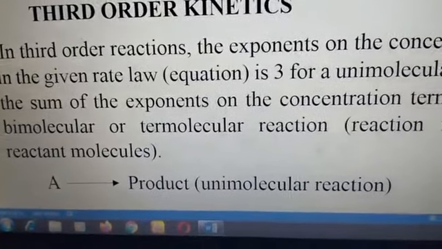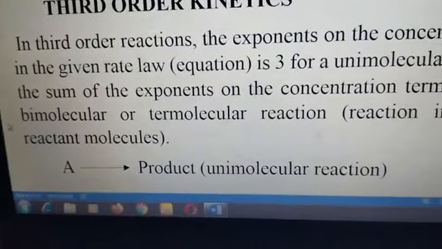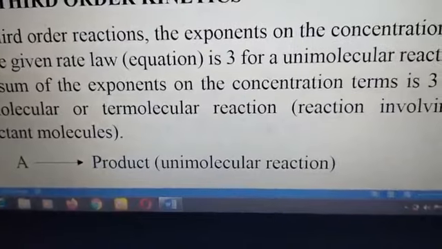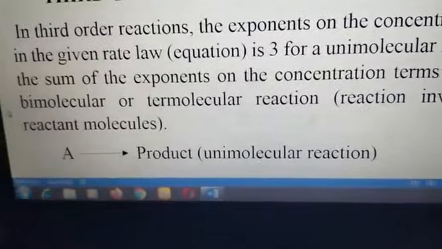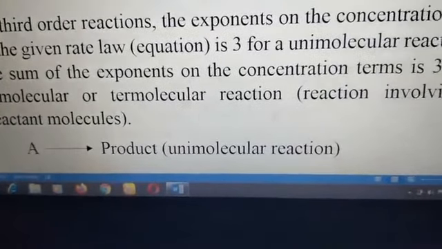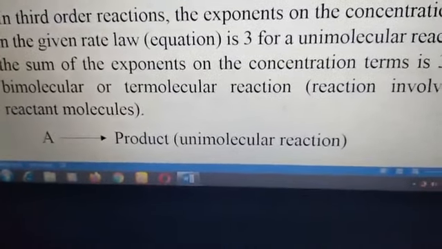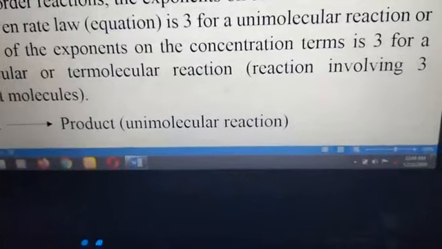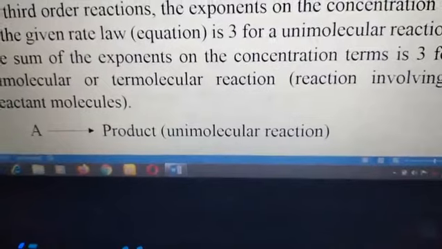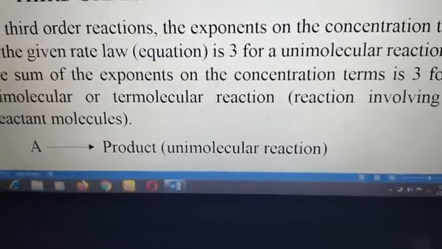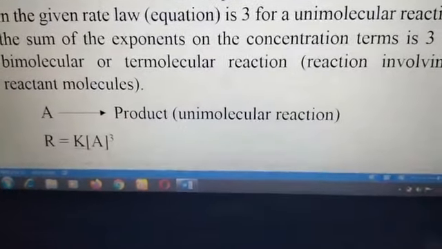In third order reactions, the exponent on the concentration term in the given rate law or equation is 3 for a unimolecular reaction, or the sum of the exponents on the concentration terms is 3 for a bimolecular or a termolecular reaction. We introduce another kind of reaction called termolecular reaction. A termolecular reaction is a reaction that involves 3 reacting particles. Okay, let's continue.